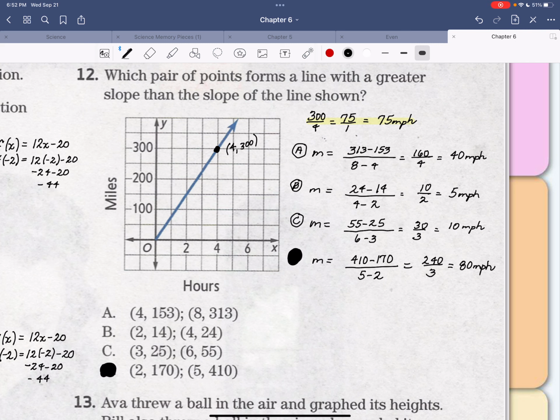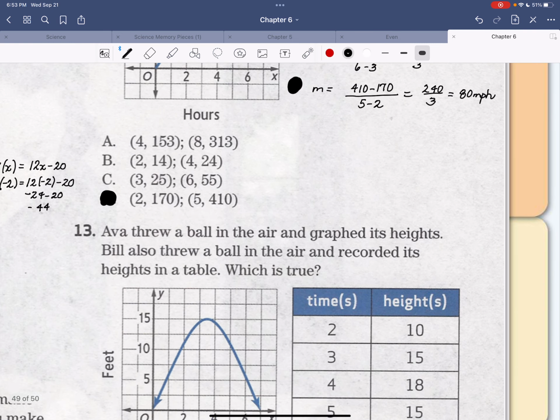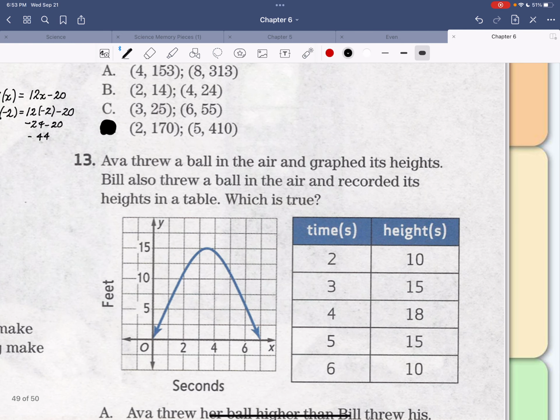You mark it down here. So they're checking to see if we can do the slope. Ava threw a ball in the air and graphed its heights. Bill also threw a ball in the air and recorded its heights in a table. Which is true?